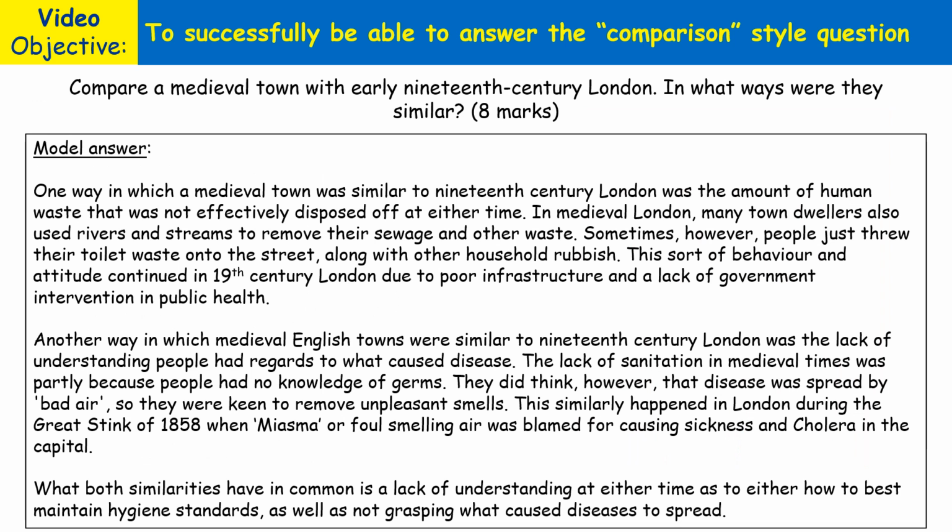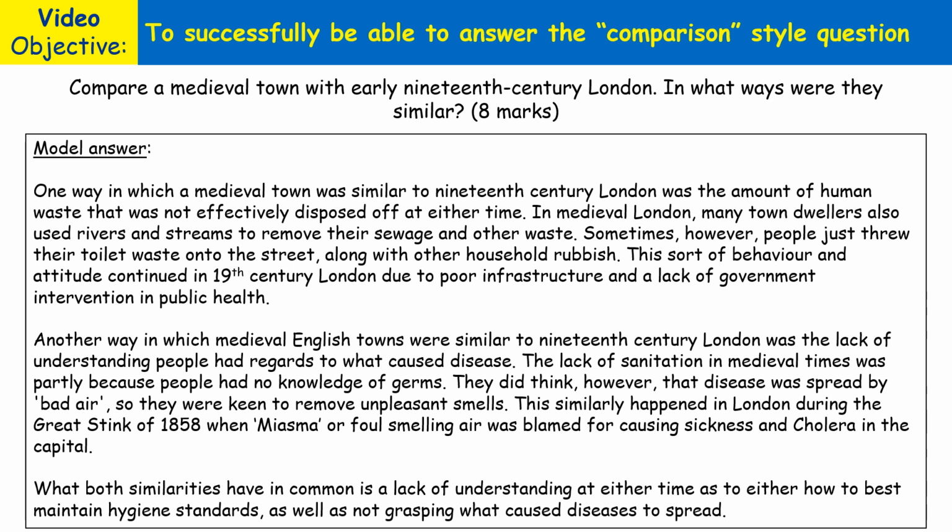So here we have an example question: compare a medieval town with early 19th century London. In what ways were they similar? So you could be asked a similar, pardon the pun, type question for your GCSE paper or your mock paper. But instead of being asked in what ways were they similar, you could be asked in what ways were they different. So it depends on the question you're given.